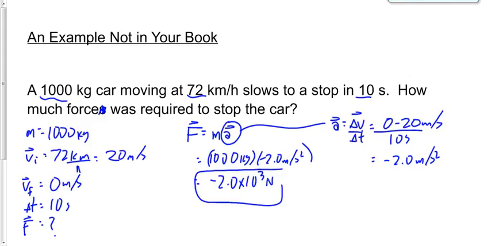How many people got that? How many people said it was negative? It should be negative, right? The acceleration is negative because it's slowing down, and the force is in the same direction as the acceleration, so it's got to be negative as well. Okay, the only answer we take here is negative 2.0 times 10 to the 3 newtons.